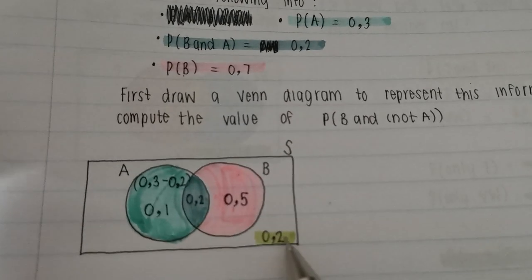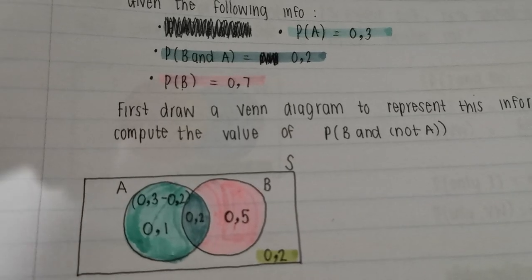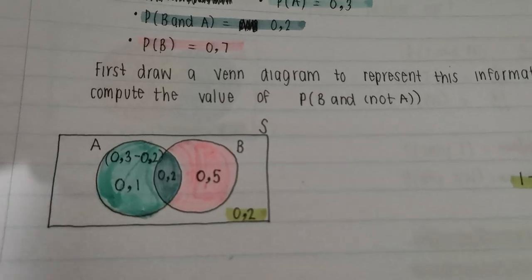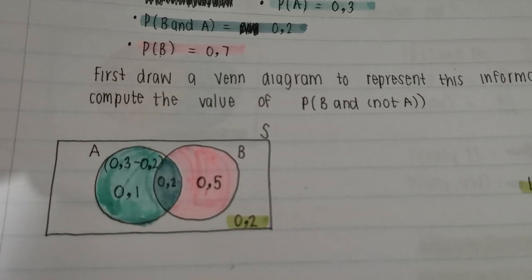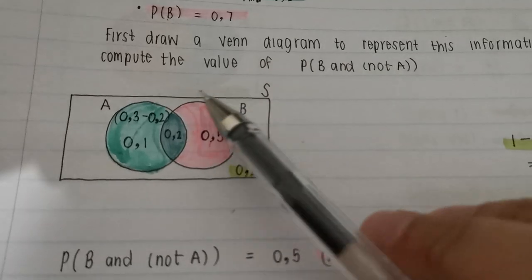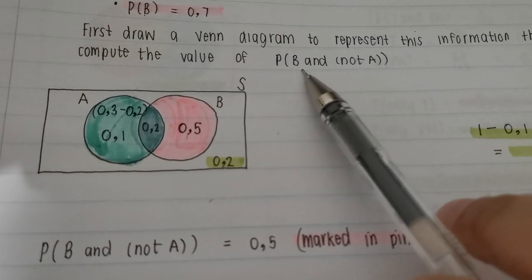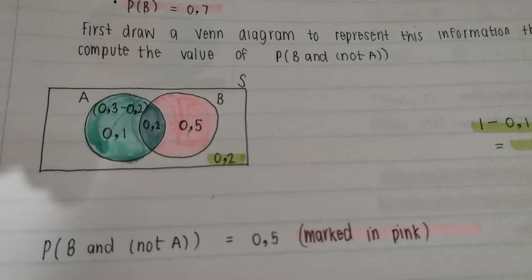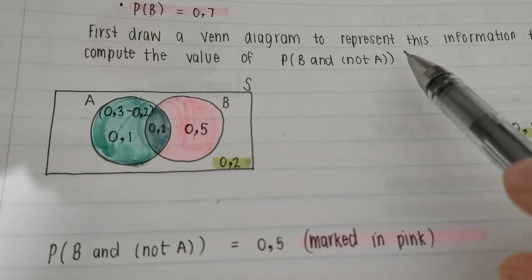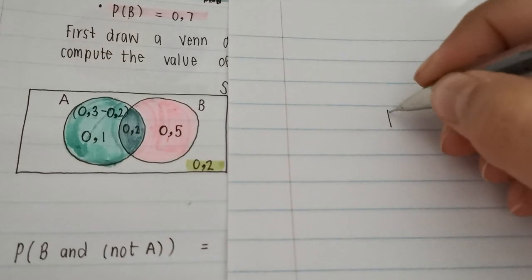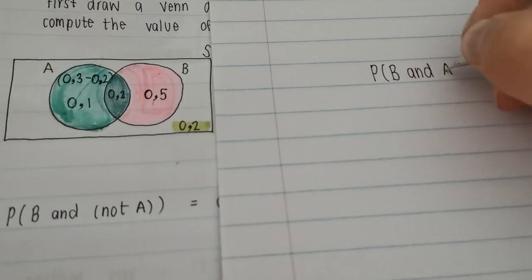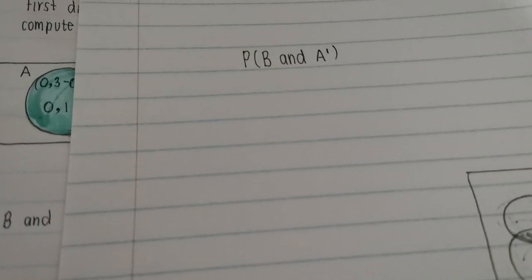Right, we did not know what this amount is, and I'm going to show you how I calculated it. The question said, first draw a Venn diagram to represent the information, then calculate the probability of B happening and not A happening. It could be written like that, or it could have been written like this: B and not A. That's what we're looking for.